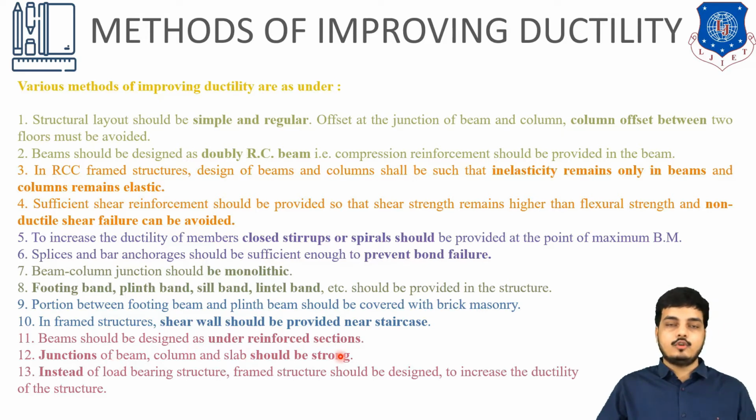The junction of beam, column and slab should be strong, obviously. Load is transferred from slab to beam, so that junction needs to be strong. From beam to column load is transferred, so that junction needs to be strong. And then from column to the foundation, that junction needs to be strong. Otherwise, the smooth movement of the forces won't be possible. Instead of a load bearing structure, a frame structure should be designed to increase the ductility of the structure. We have seen that in the Bhuj earthquake, the majority of the masonry structures failed and the frame structures survived. So we should avoid load bearing structures and have frame structures. These were the steps to keep in mind for improving ductility.